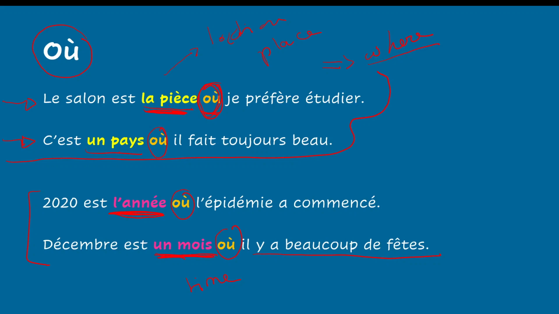So you will also in French use où when in English it really means when, because the word just before où, the antécédent, indicates a time, a period of time.